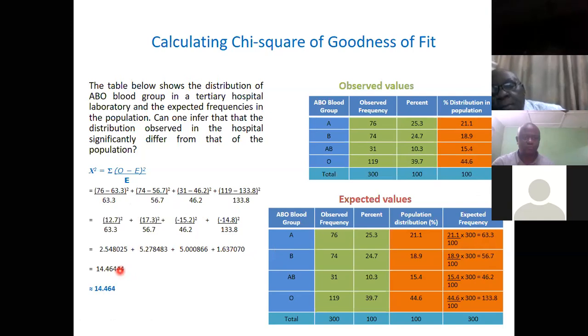And the degree of freedom, you can see, is the number of categories minus 1. So the degree of freedom here is 3, because you have only one sample and there are 4 categories. If you have 4 categories, that is 4 minus 1, so the degree of freedom is 3.